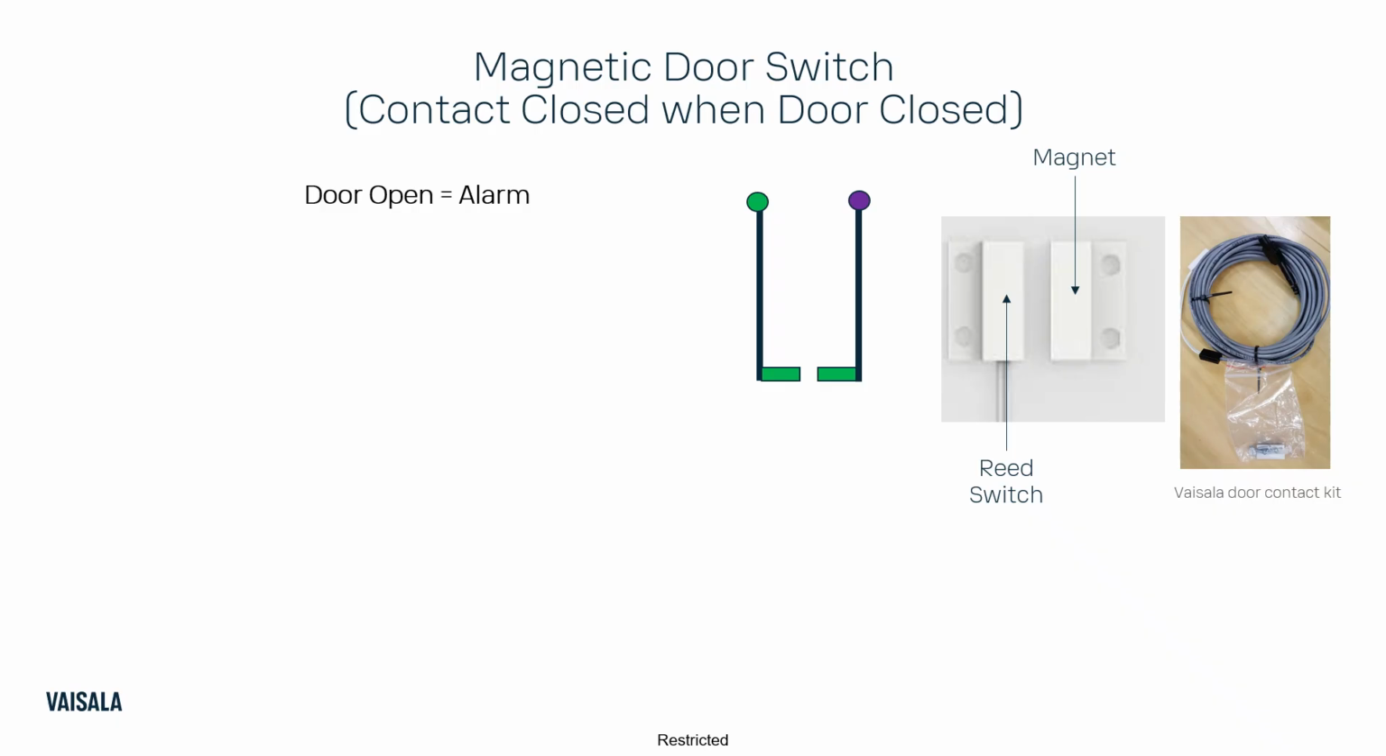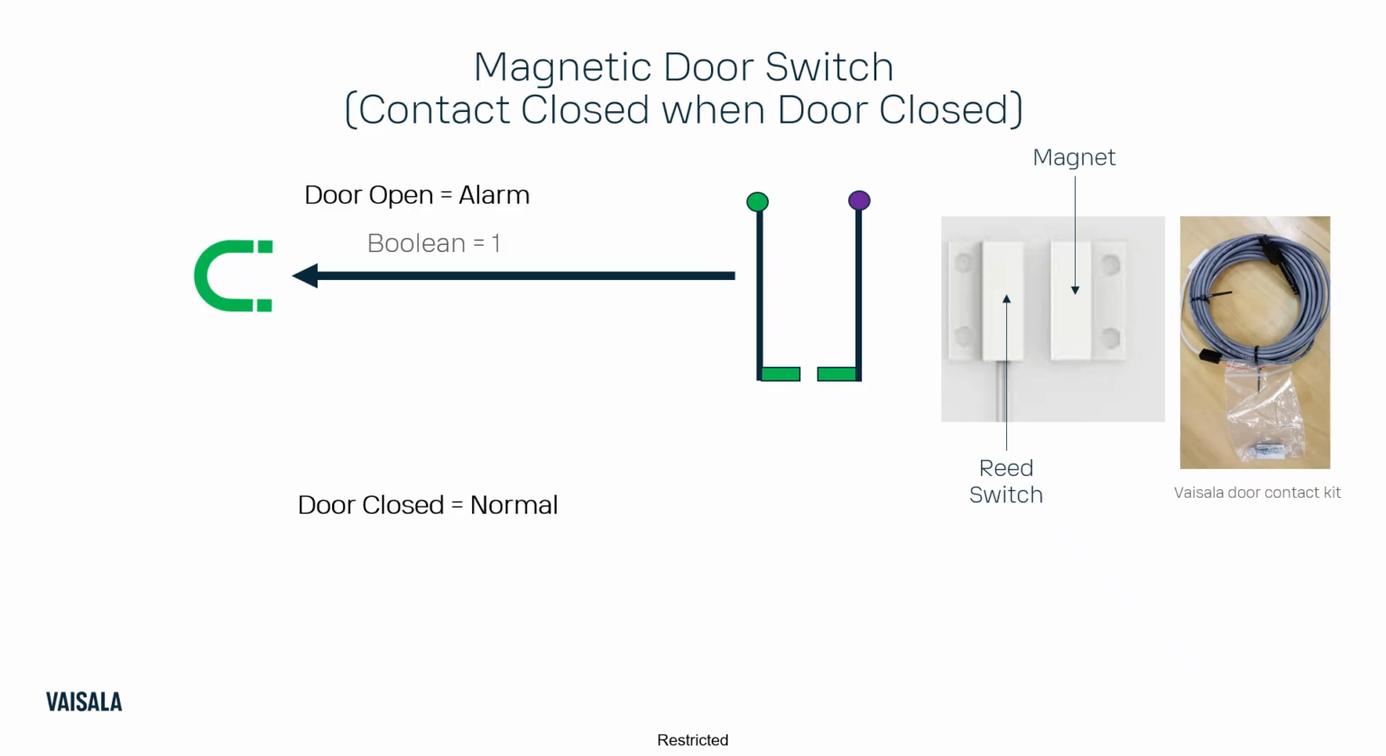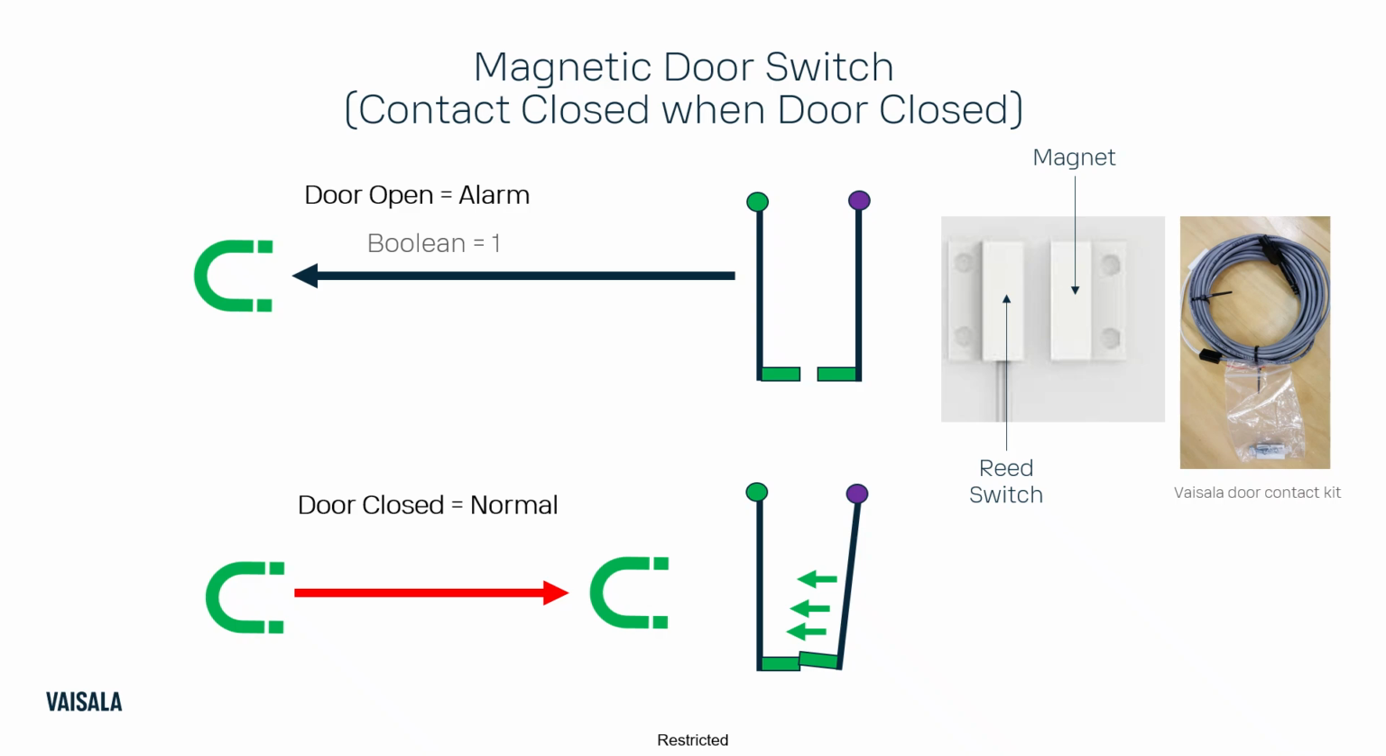So it's a contact that is an alarm when the circuit is open, and its normal condition is when the magnet is close by. So the magnet is far away, this is the alarm condition. You get a Boolean of 1. When the door is closed under normal conditions, the magnet is right up against the reed switch, and that forces the two leads inside there to touch each other and close the circuit. And the Boolean is 0. And that only happens when you invert the Boolean.